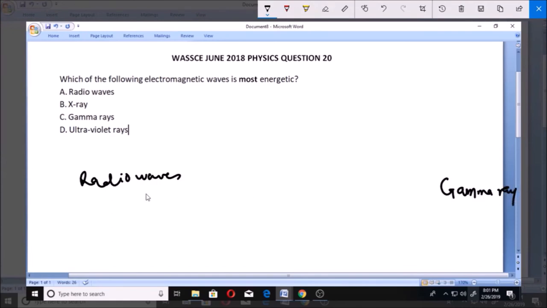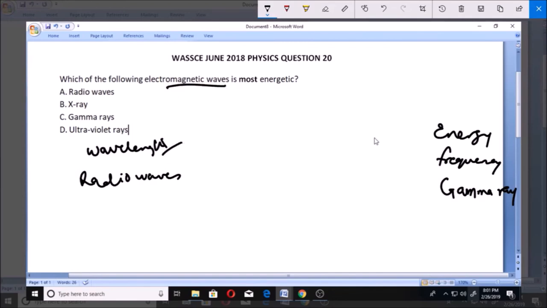So in terms of wavelength, this one has the highest wavelength. But in terms of frequency, gamma ray has the highest frequency, and the one with the highest frequency also has the highest energy. So you can check the properties of the electromagnetic waves in terms of their wavelength, energy and frequency. These are the two extremes. So it can either be gamma rays or radio waves, but the one with the highest frequency, which is gamma rays, is very energetic. So the answer to this is gamma rays.